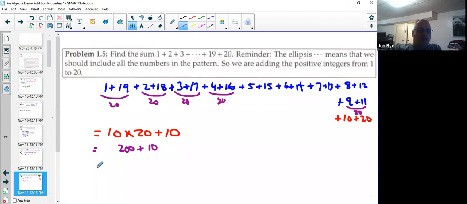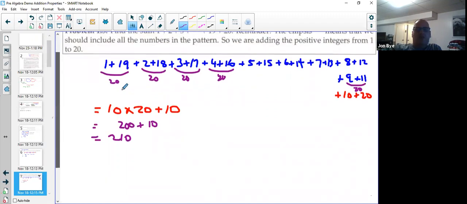Another way to do this, right? So the answer is going to be 210. If we group them slightly differently, Philip, and I'm not saying your grouping is bad, I'm just saying we could group them slightly differently, right? How could I group them differently?